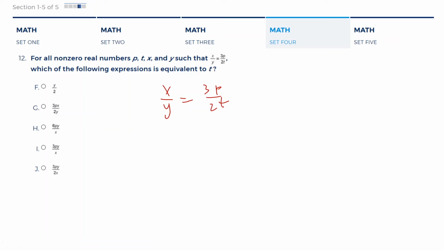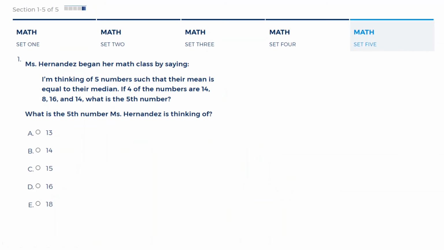Next. For all non-zero real numbers p, t, x, y, x over y is equal to 3p over 2t. This is the last one of the set 4. I need to solve for t. All right, good. So how about I flip it? y over x equals 2t over 3p. And then I multiply by 3p, so 3py over x equals 2t, and then just divide by 2. So 3py over 2x.